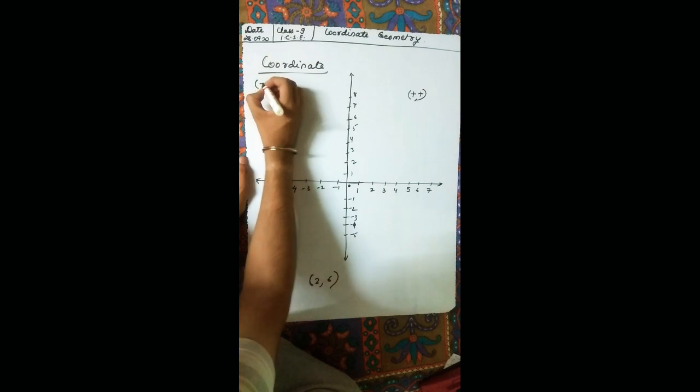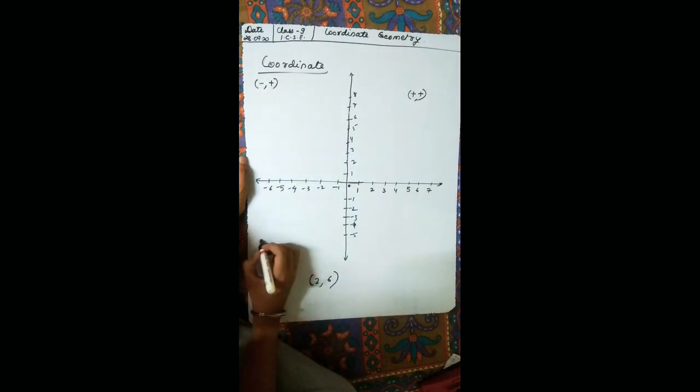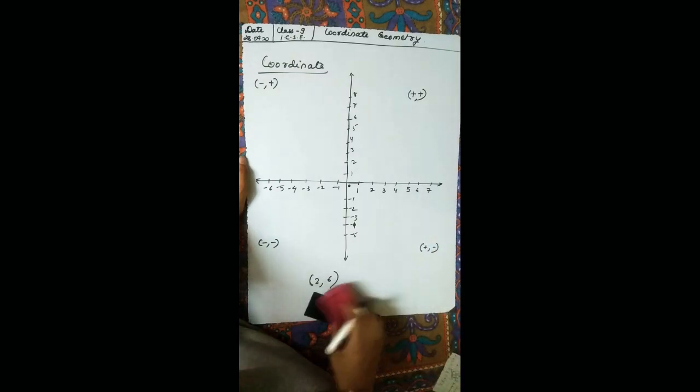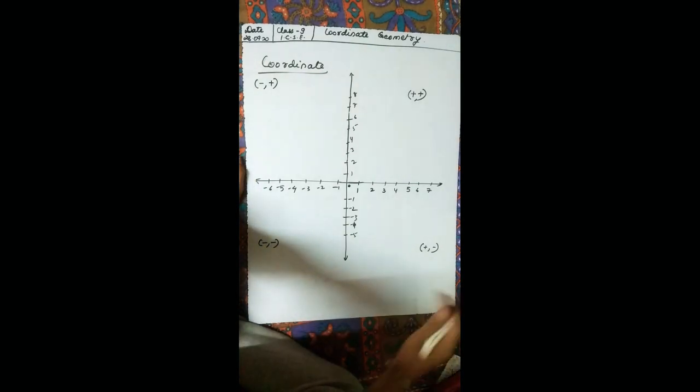In the second quadrant you have negative, positive. In this quadrant you have negative, negative, and in this quadrant you have positive, negative. So first you should know which point falls in which quadrant. It will be easier for you to understand.